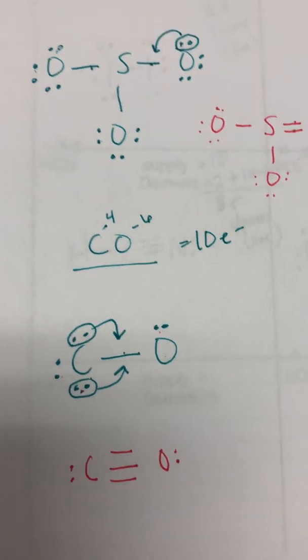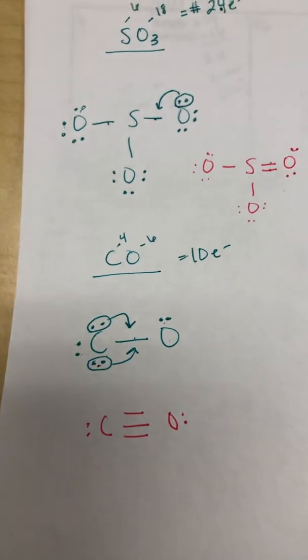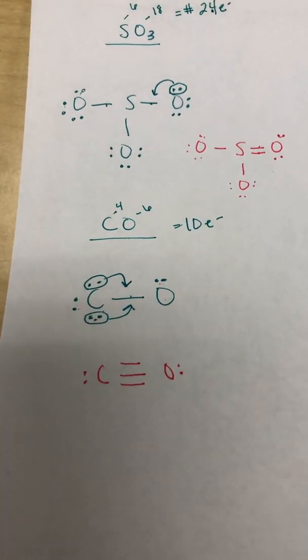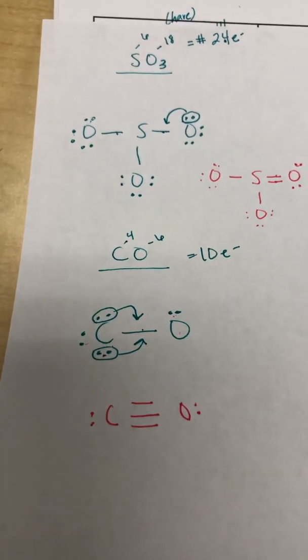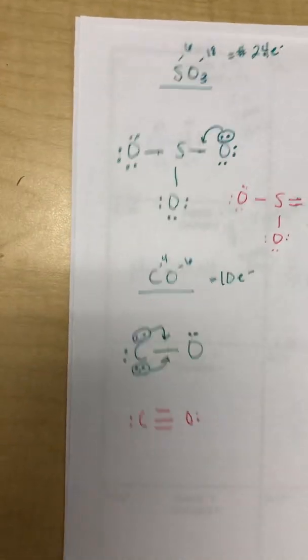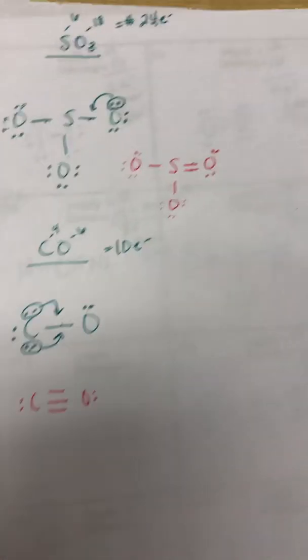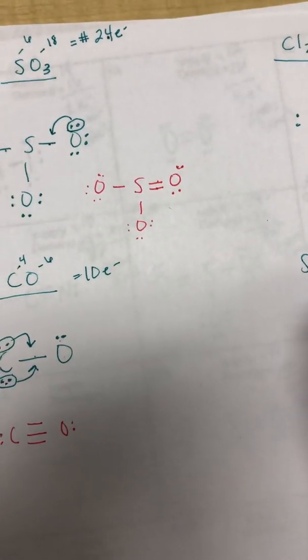Okay, and I'll do one more. Let me do SO2. So I know, again, S is going to be in the middle. And I still have to find my supply. So sulfur has 6, oxygen each has 6, but there's 2, so that's 12. So that's 18 electrons.